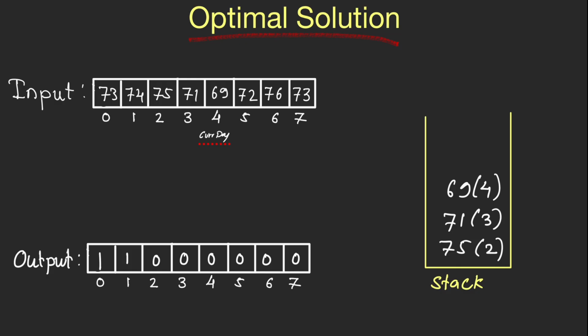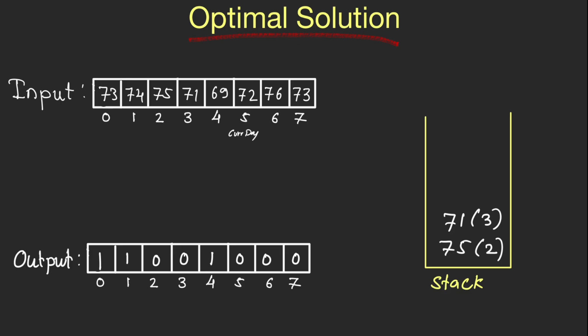So let's continue. Current day is pointing to 5. 72 is greater than 69. Yes, that means we have found the next warmer day for day 4. So let's pop day 4 from the stack and calculate the difference in days. 5 minus 4 is equal to 1, and update the answer. For day 4 the answer is 1. Repeat this process until the stack is empty or the current day is not warmer.